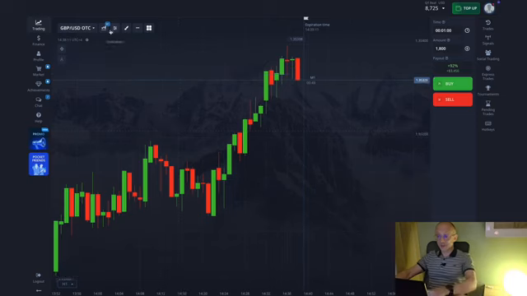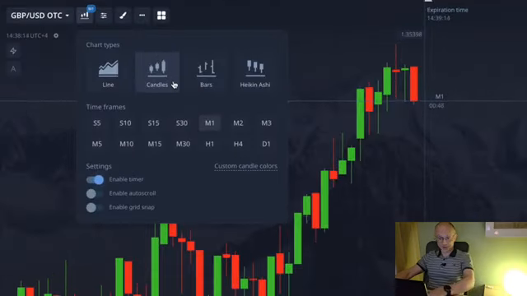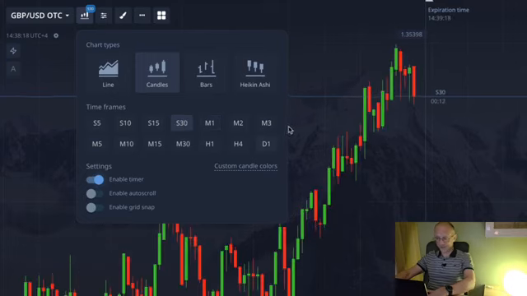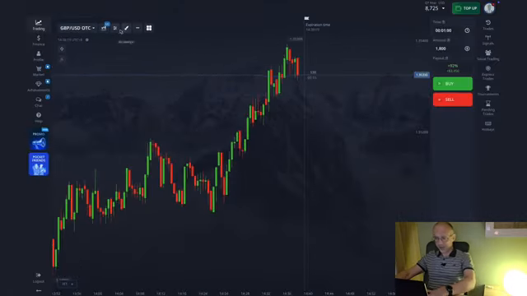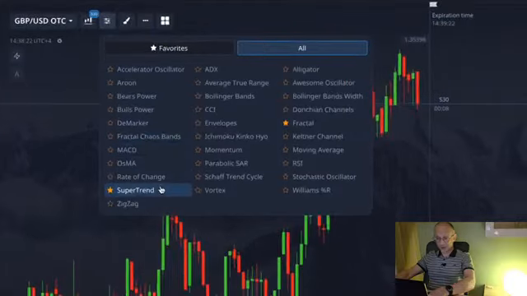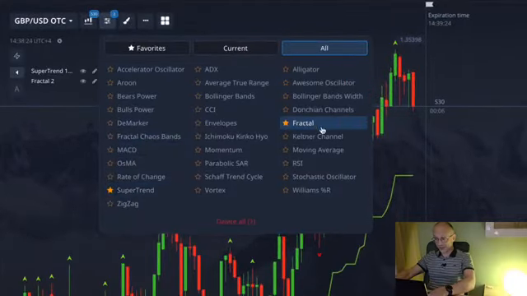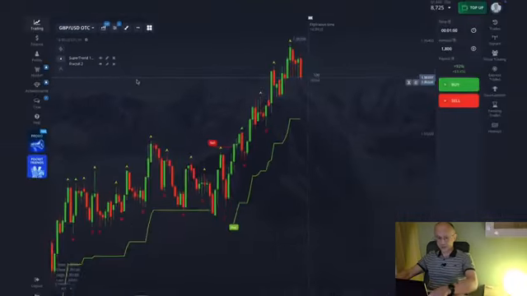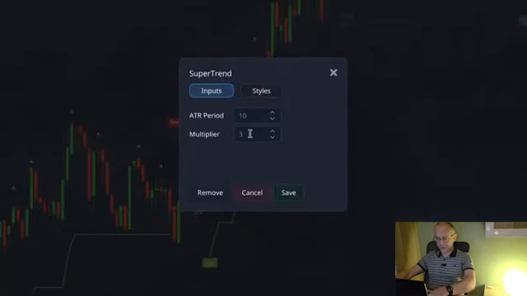First, let's prepare the tools for work. I'm setting classic candles and the time frame is 30 seconds. Let's go to the Indicators tab and select the Super Trend and the Fractal. Let's configure the Super Trend first. Set the multiplier to 2.5 and save.